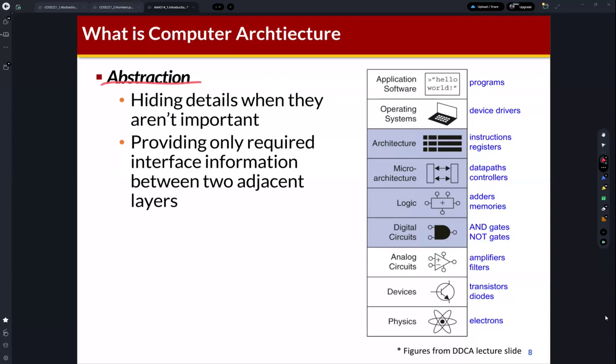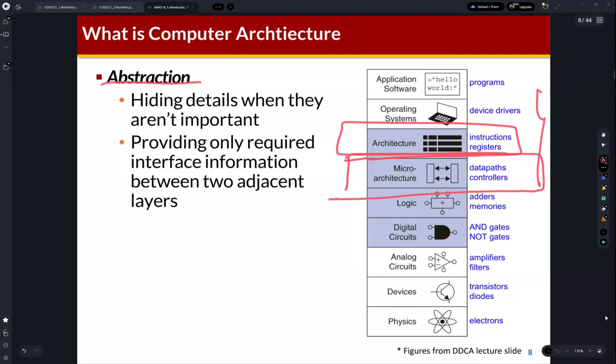Computer architecture traditionally focuses on the architecture layer or the microarchitecture layer. But we can expand research areas to the upper layers like operating systems or system software, and also to the lower layers, such as logic gates, semiconductor technology, or quantum. We can explore several layers in the computer system, but we need to focus, since we cannot know all knowledge on these layers. Abstraction means hiding details when they aren't important. You just focus on a certain layer, okay?